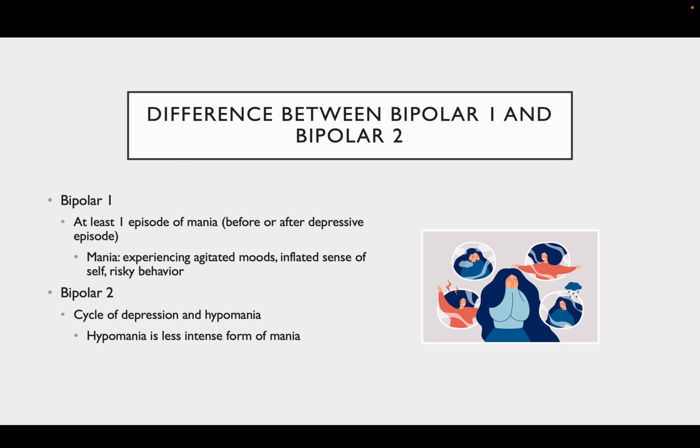The difference between bipolar 1 and bipolar 2. Bipolar 1 is diagnosed by a distinct period of mood disturbance, specifically when a person experiences at least one manic episode following or before a depressive episode. Bipolar 2 is classified by a cycle of depression and hypomania. A person with this type of diagnosis experiences hypomania, which is a less intense form of mania, although at times it may appear the same.